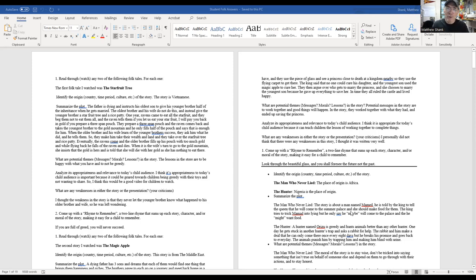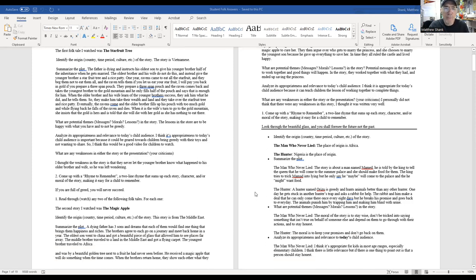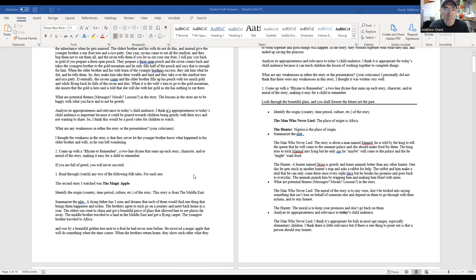So even though a lot of these stories go back a long, long time, they still have relevance to kids today. And I noticed, we have stories from Vietnam, we have African stories, we have Asian stories, we had a couple of American stories mentioned. The Man Who Never Lied, I noticed, was mentioned a couple times. The Starfruit Tree was mentioned a couple times. And again, I don't want to pick on people's rhyme to remember, but I just think this is fun. If you are full of greed, you will never succeed. That's not bad. That's pretty good for the Starfruit Tree.